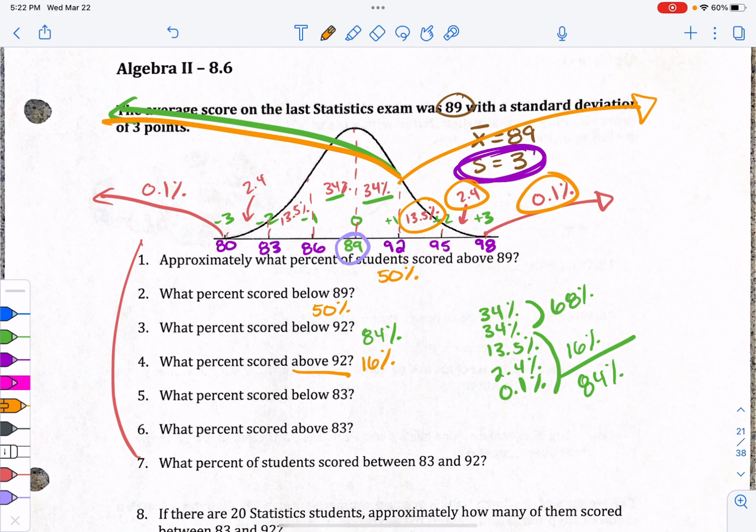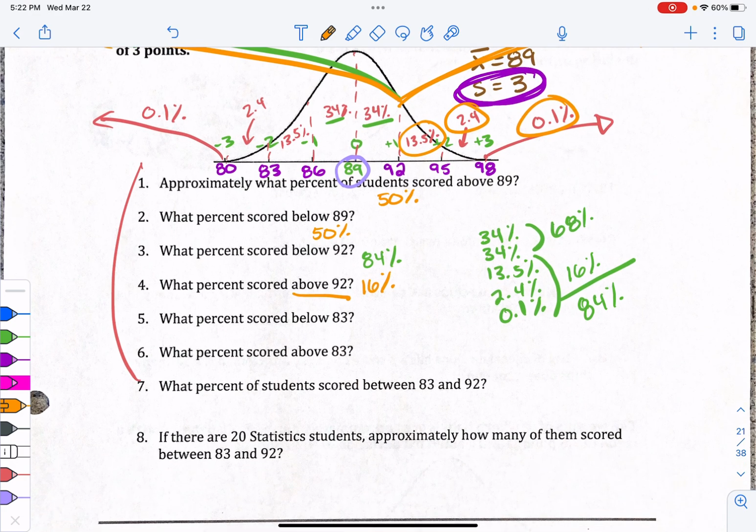And then this from here back would be subtracting from 100. Like these should add up to be 100%. And that gives you that value. So whichever way you want to find it, I don't care how you look at it. It might have been easier to find the above 92 rather than the below 92 and subtract, but there's that.